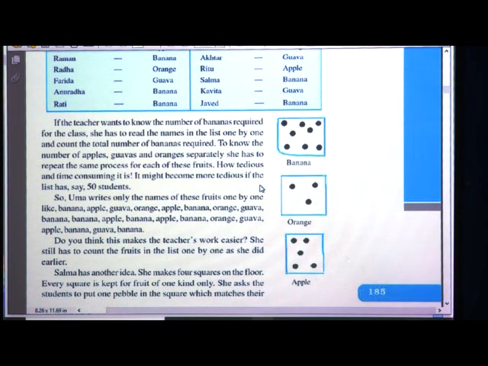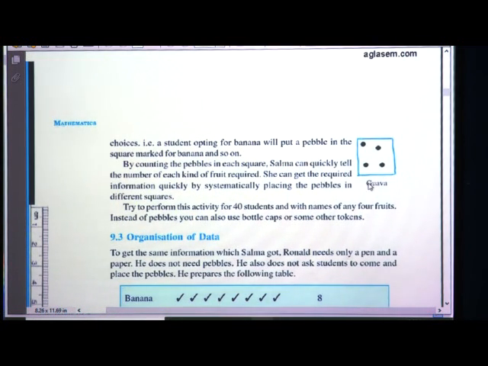The last method which was told by Salma is the easiest method: to prepare the square boxes and put the pebbles in the boxes to find the number of students who like which fruits. So, banana, how many students like banana? Let us count 3, 4, 5, 6, 7, 8. How many students like banana? 8. Then oranges 3, then apple 5 and then guava 4. So, the last method was the easiest method.